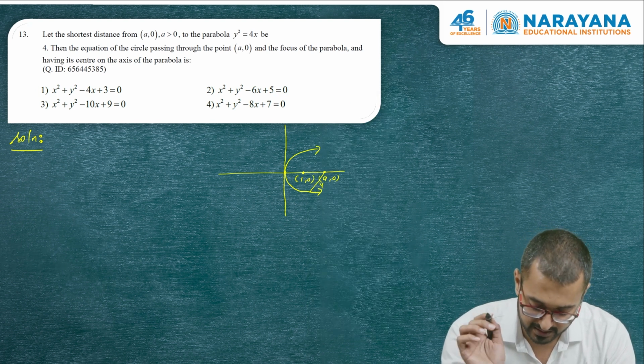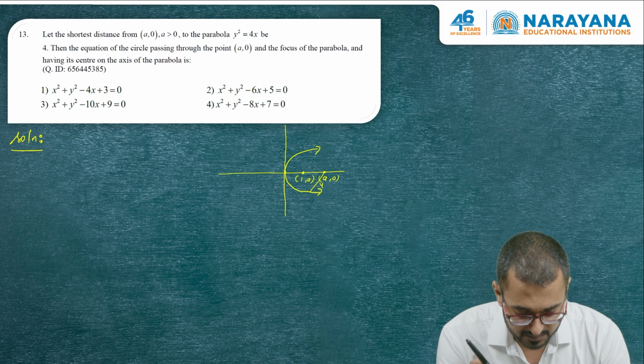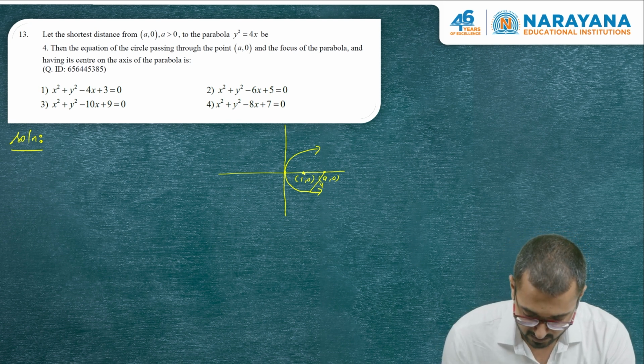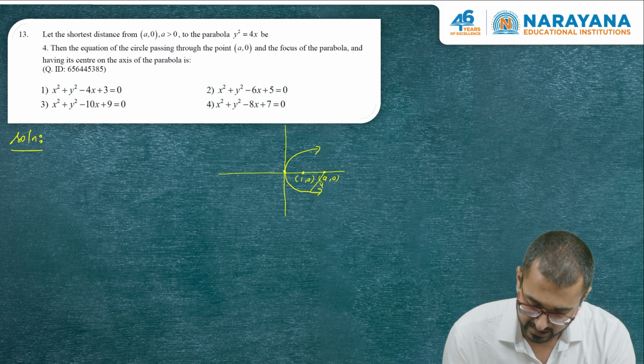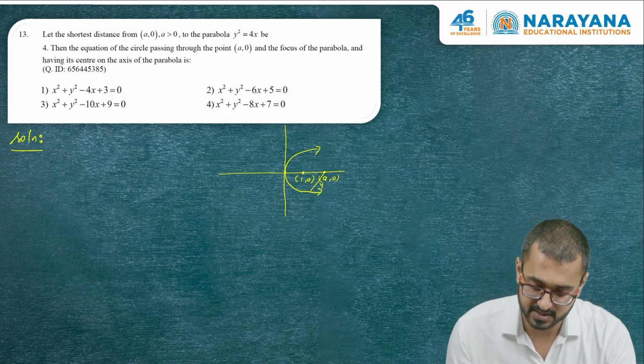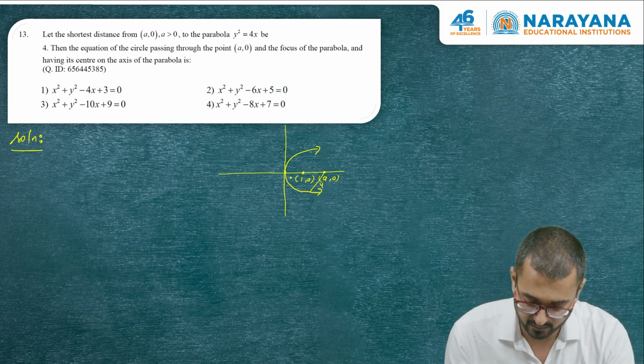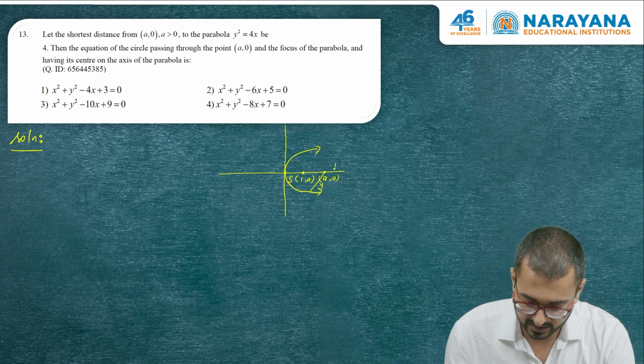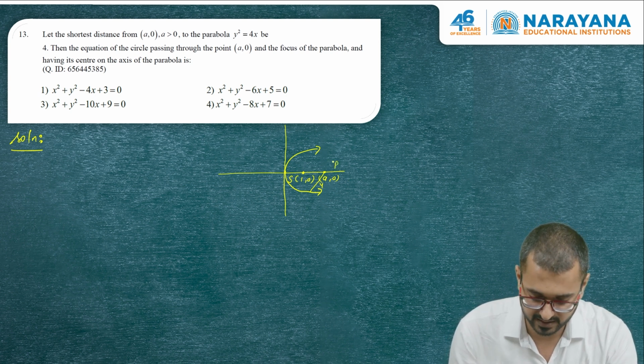So they are now saying that the equation of the circle passing through the point a comma 0, so yes, and the focus of the parabola, okay, and having its center on the axis. So that means we now want a circle passing through these 2 points. So the focus of the parabola we'll say S, and our point a comma 0 we'll take to be P. So let's find out first where the focus is, we have S 1 comma 0.